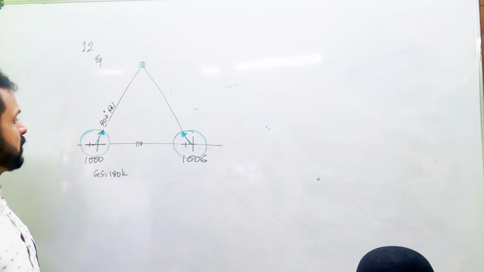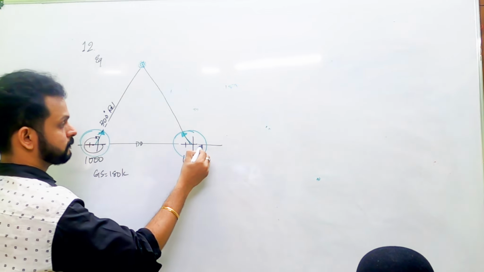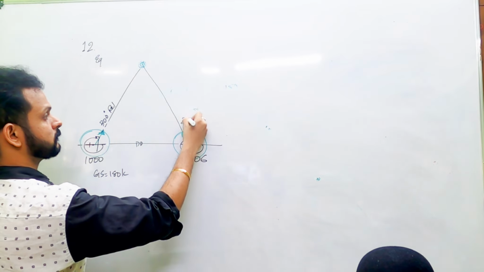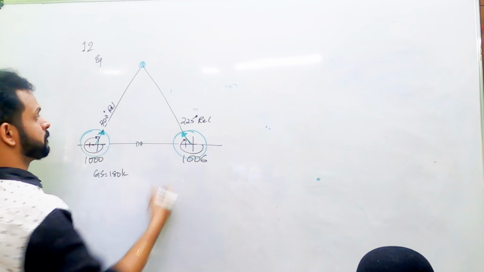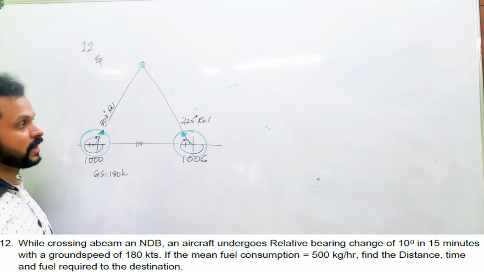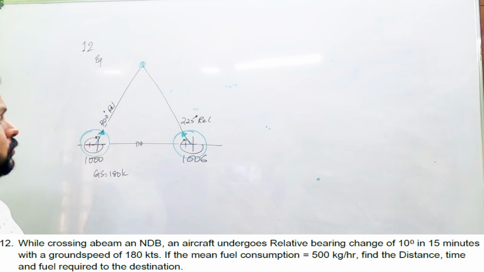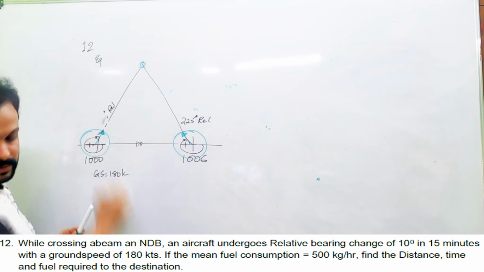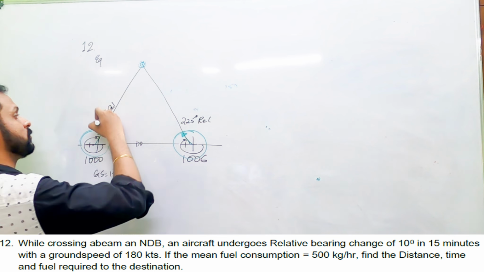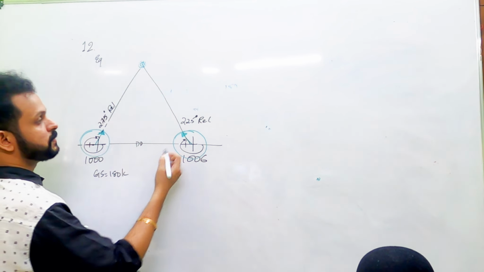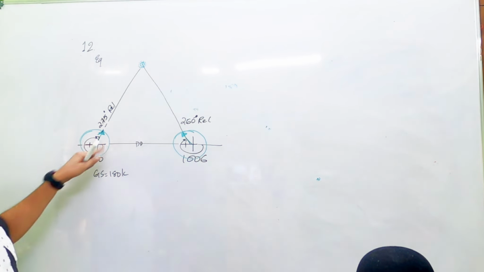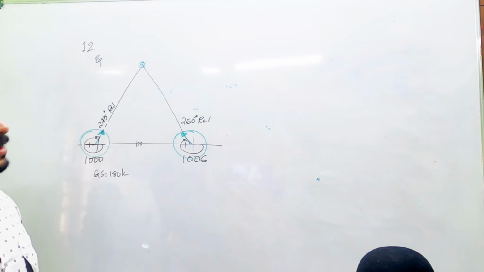Now, what is the relative bearing? Roughly, it's less than 270, so I'll take it as say 225 or something. Let me bring these relative bearings to a smaller value. Let me keep this as, for example, 275, and let me keep this as 260. This one is more than 270, this one is less than 270, right?